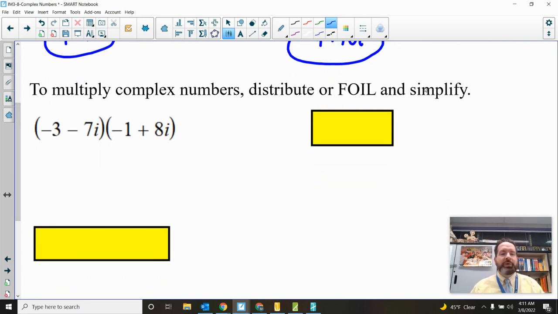Multiplying is not too different from what you've done before with multiplying polynomials. You're going to have to FOIL it. Now, FOIL is that mnemonic that stands for front, outside, inside, last. You can also set up a grid. I think for this first one, actually, I am going to set up a grid.